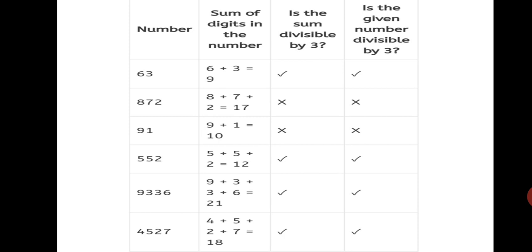Let's have a look at the third example. 91. 9 plus 1 is 10. 10 is not divisible by 3. Therefore, 91 is also not divisible. So, put a cross in the third and fourth column.